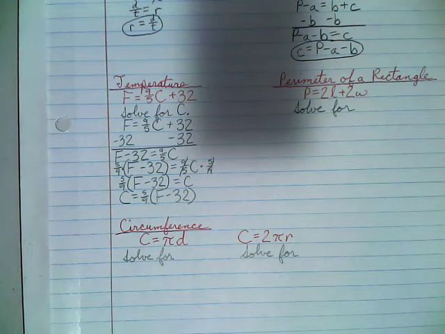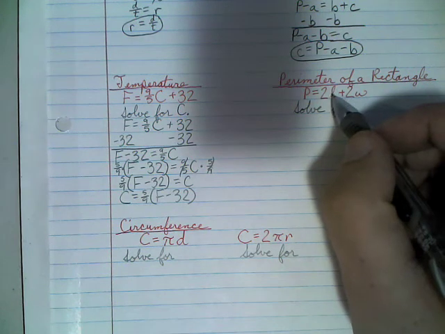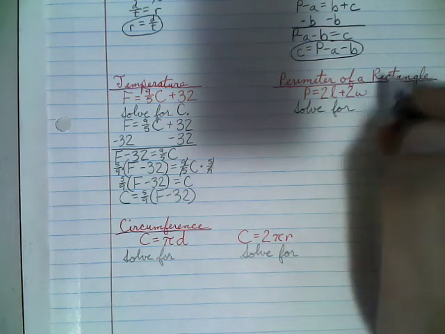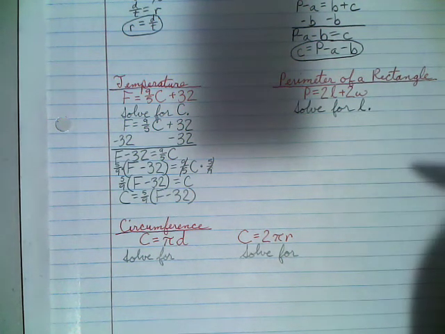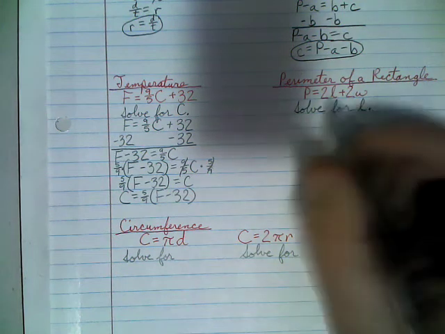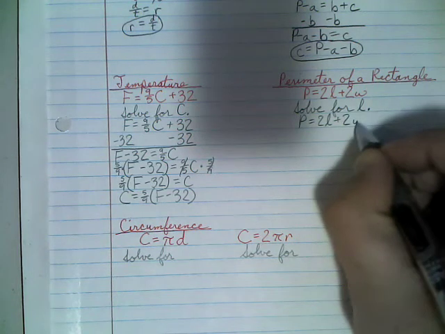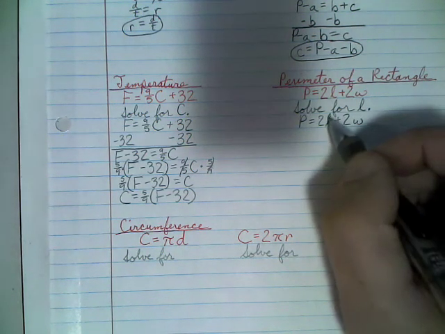Moving on to perimeter of a rectangle. So let's say right now this is set up so that way if you know the length and you know the width, you can quickly calculate the perimeter. But let's say I know the perimeter and I know the width, so I want to calculate what's the length. So copy the equation down. And now we need to solve for L.